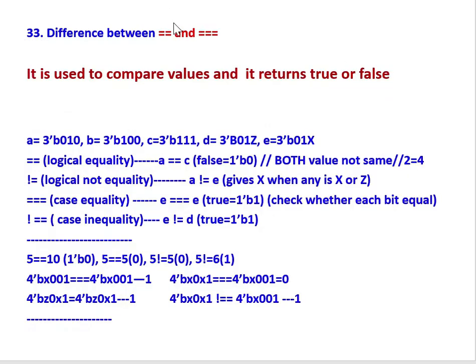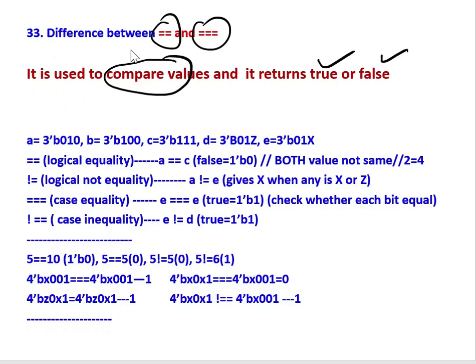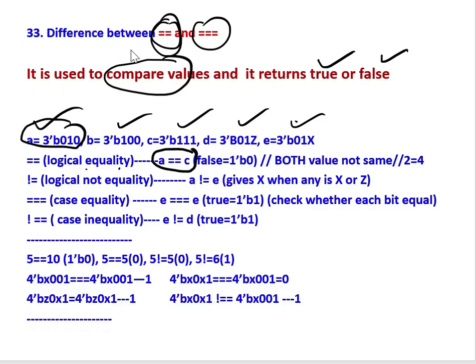Next one is the difference between double equal to and triple equal to. This is also called the equality operator. It is used to compare values and it returns either true or false. A equal to this one, b equal to this one, c equal to this one, d equal to this one, e equal to this one. The double equality is called logical equality. So a double equal to c, a is this one, c is this one.